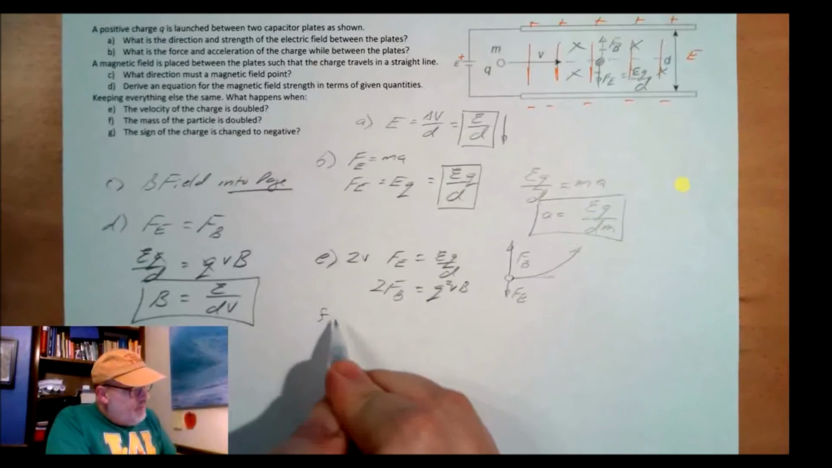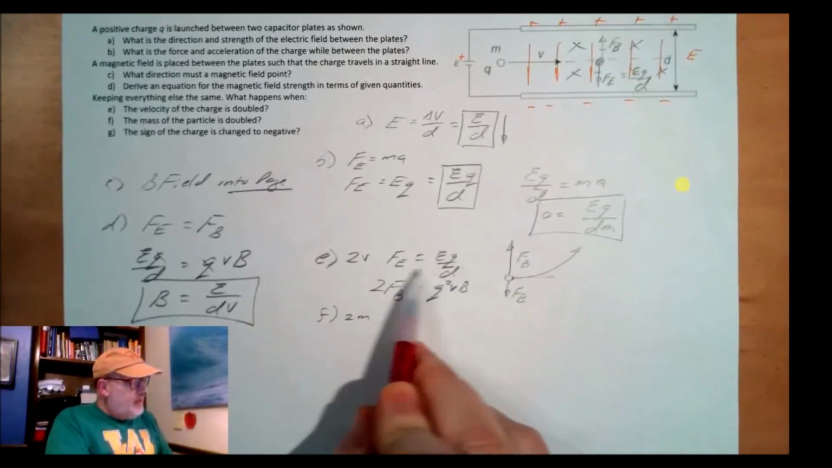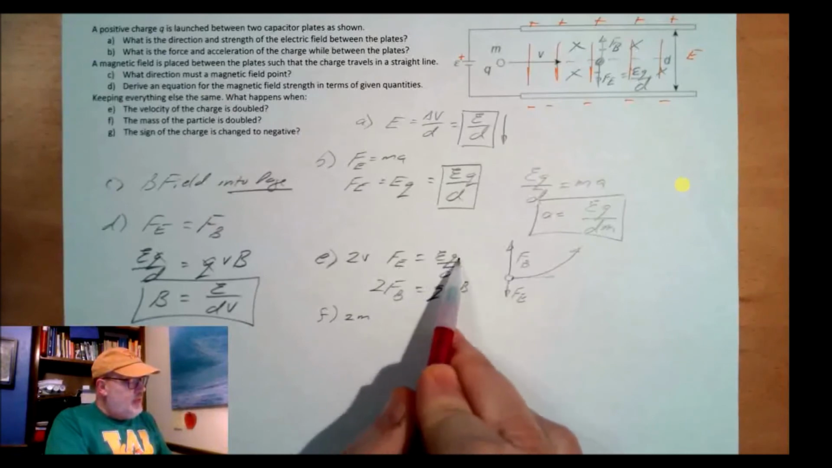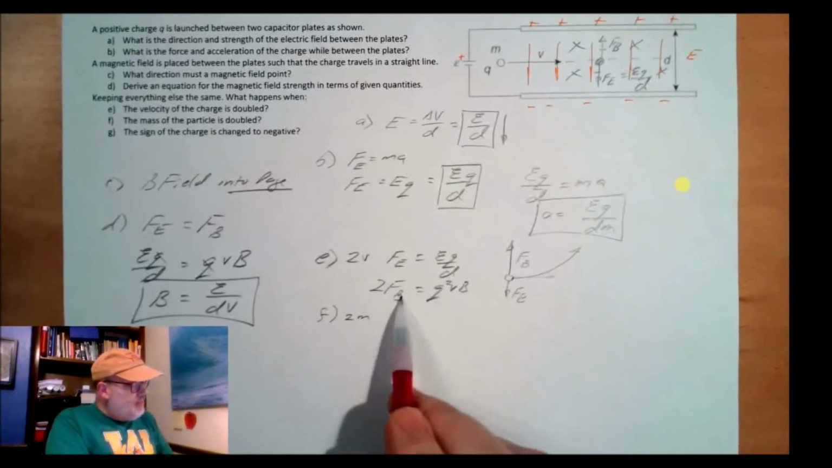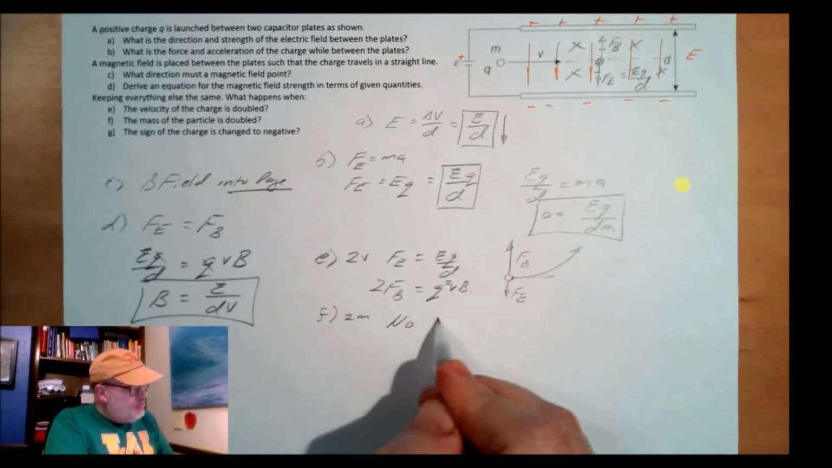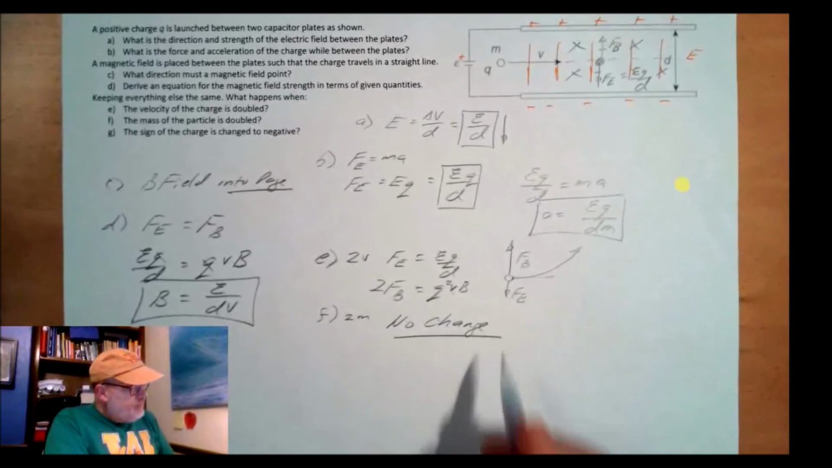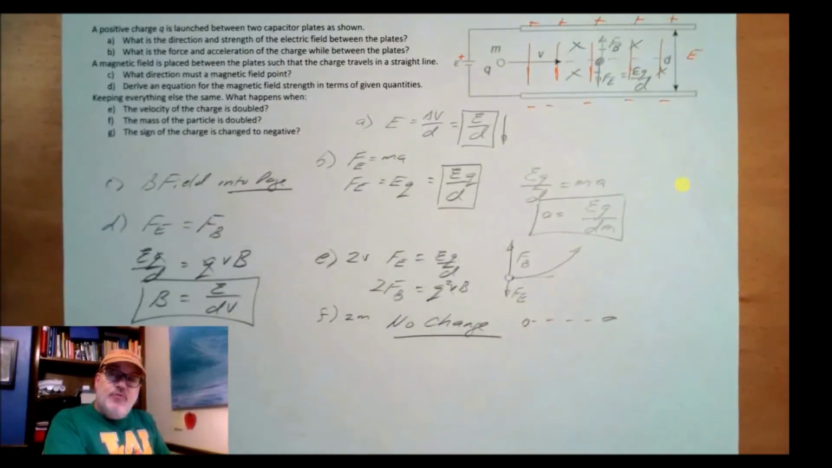How about F? What if we double the mass, twice the mass? All right, so again, electric force is EMF Q over D, no mass. How about magnetic force, QVB? No mass, so there is no change. Okay, nothing changes. It just travels straight through as before.